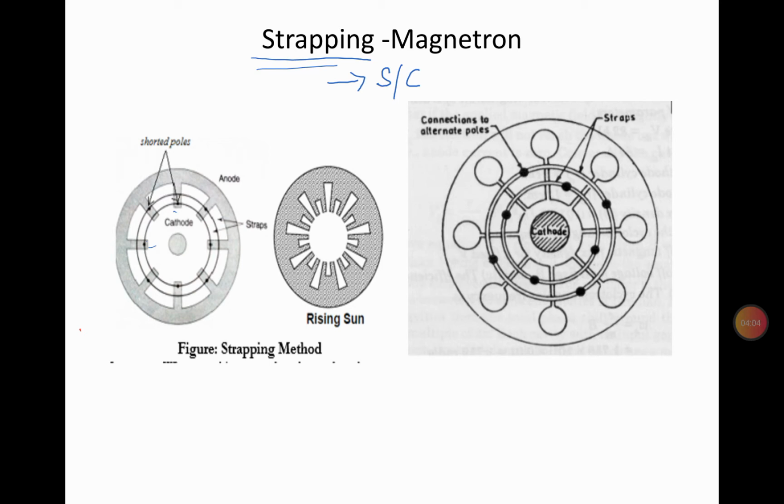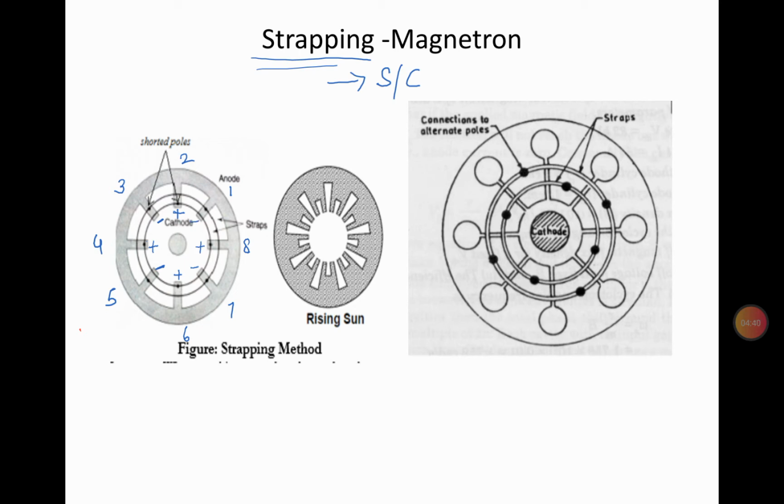Now let us see. Let me number them like this: 1, 2, 3, 4, 5, 6, 7 and 8. If I assume that the phase difference here is positive for a particular instant of time, because the adjacent cavities are out of phase, this will be negative. Because these 2 are out of phase, this will be positive. Because 4 and 5 are out of phase, this will be negative. So this will be positive, this will be negative, this will be positive, and this will be negative.